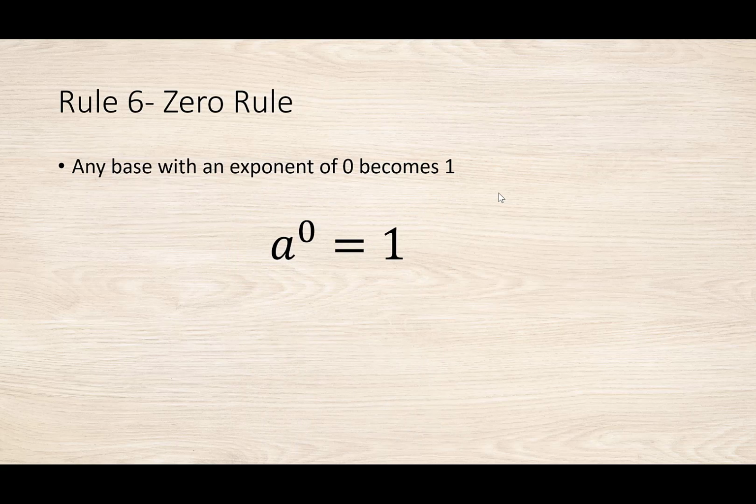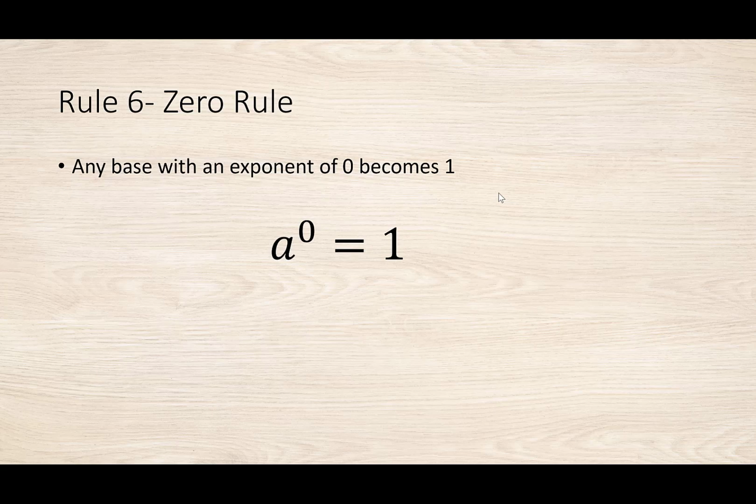All right, rule number 6 is the 0 rule, and it's my personal favorite rule. And it just says any base with an exponent of 0 becomes a 1. There's a 0 as your exponent, that base turns into a 1. That's all you need to know. So if I have a to the 0, that's telling me that in my problem, in my example, in my whatever I'm working on, I don't actually have any a's. There's none. There's 0. That exponent's telling me there are 0 of them.